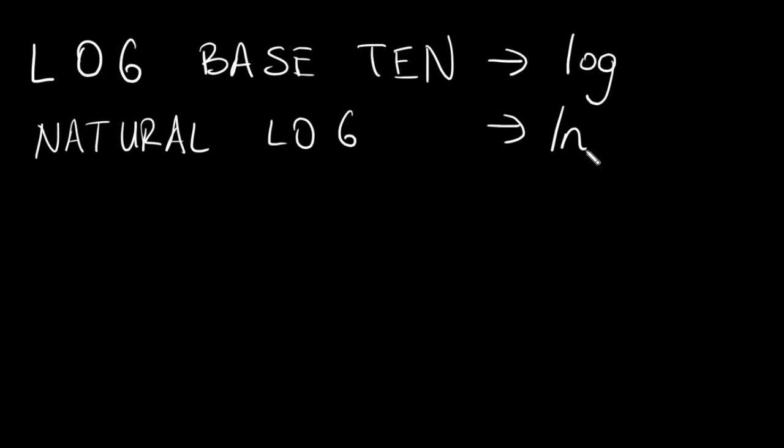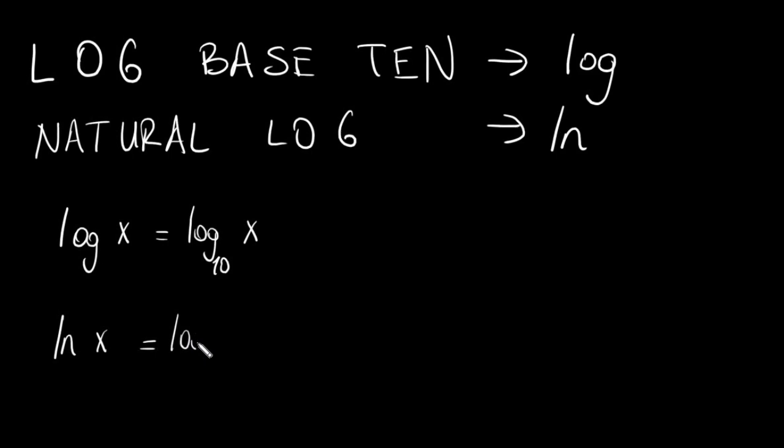Anytime you see a log without a base specified, you just have to assume that it is log base 10. For example, if you see log x, that means log base 10 of x. Natural log is written ln, so natural log of x is the same thing as log base e of x. For example, if you see ln x, then that's actually log base e of x.